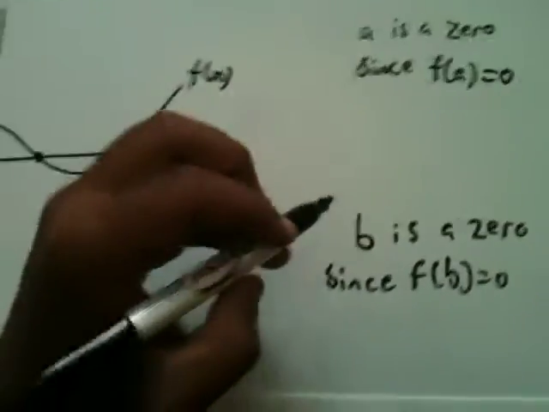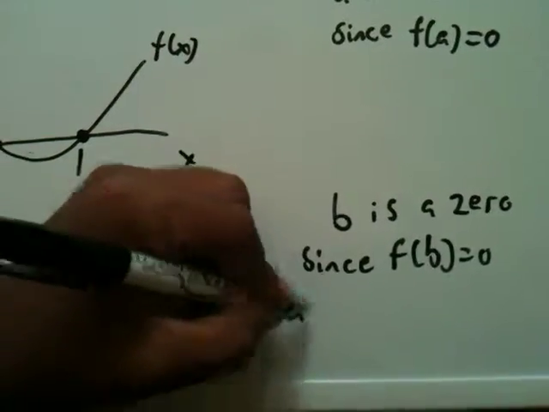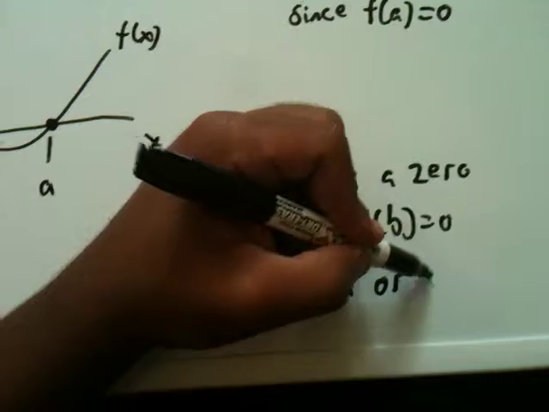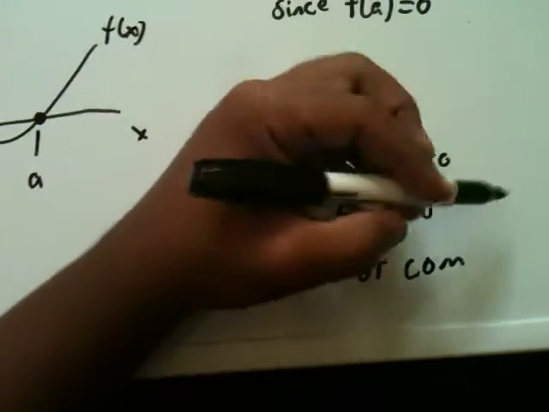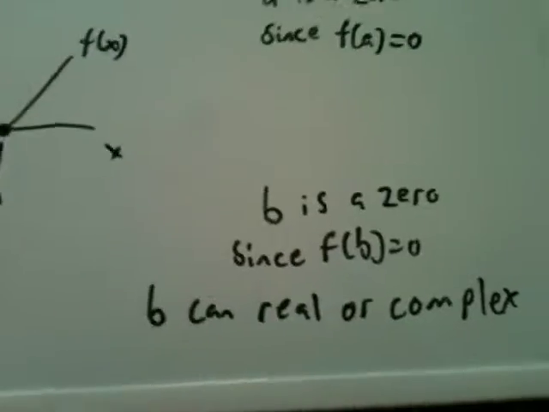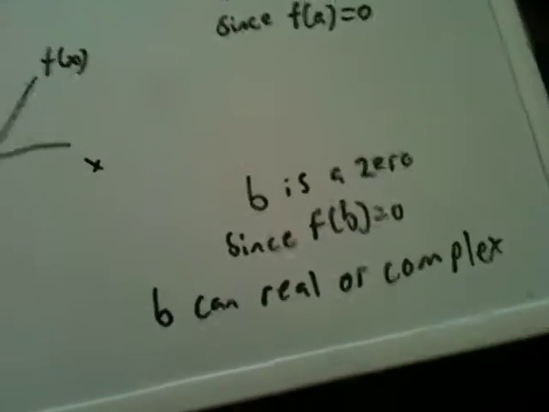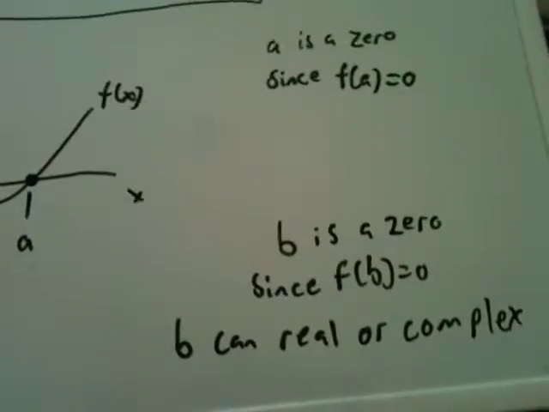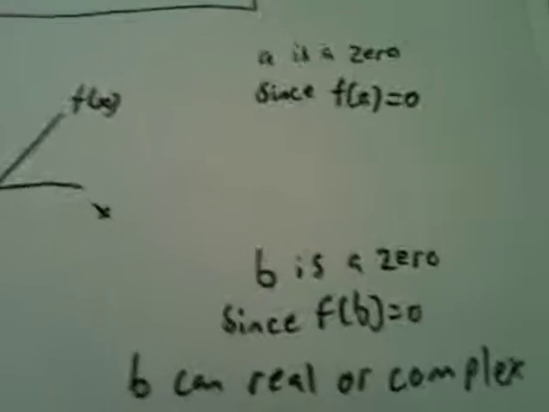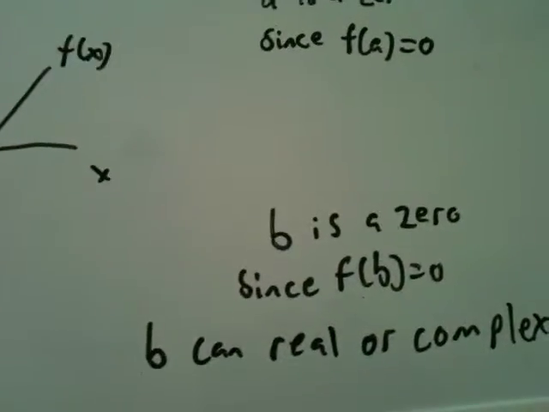And also, b can be real or complex. So it could be something like 4, -2, even 0, or something like 3 minus i, or the square root of 2 minus 6i. And you also should know that if a complex number is a zero, then its conjugate is a zero.